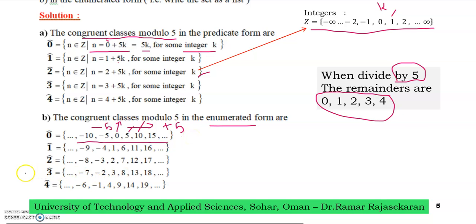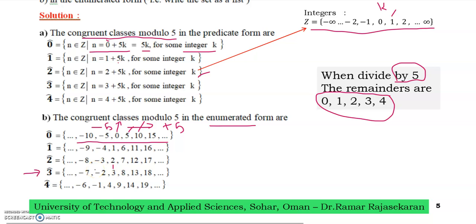For example, take this class, the congruent class modulo 5. Here the 3 class. Now the key element is 3. To get right side values you add 5, to get left side values you subtract 5.